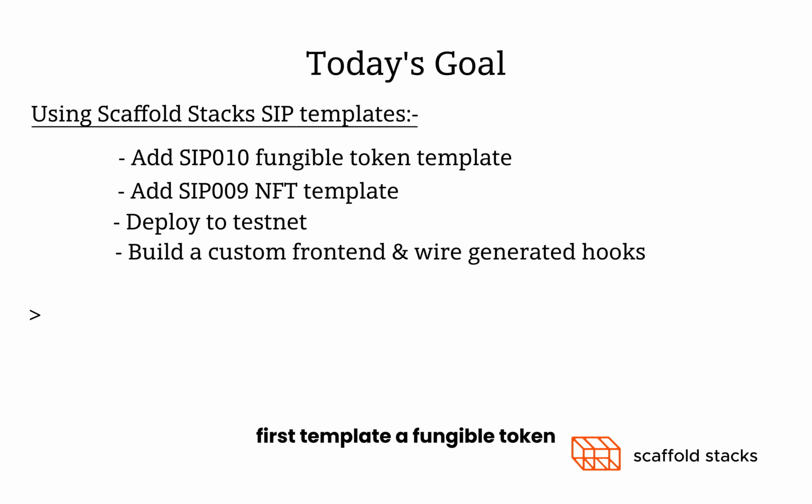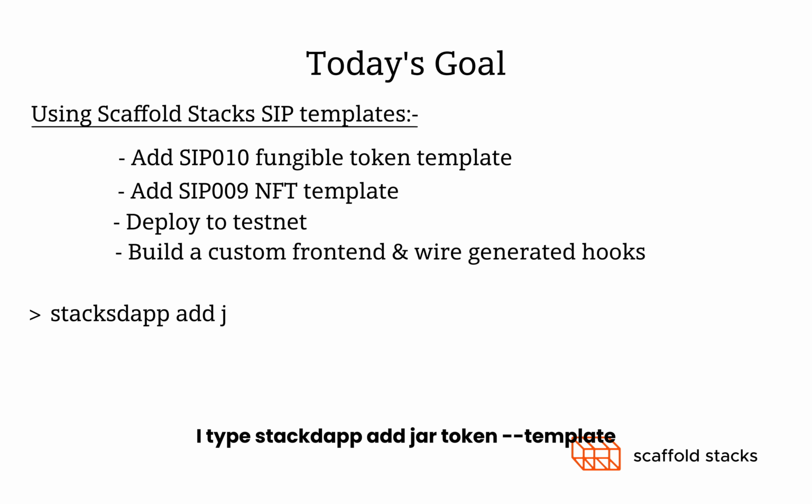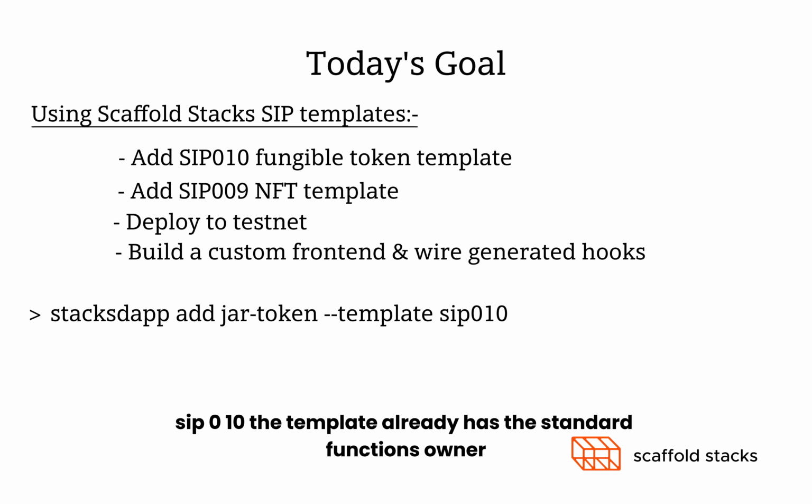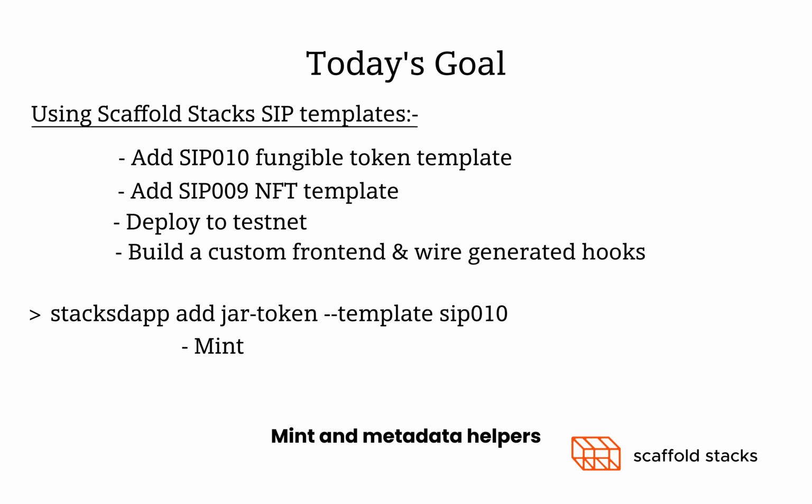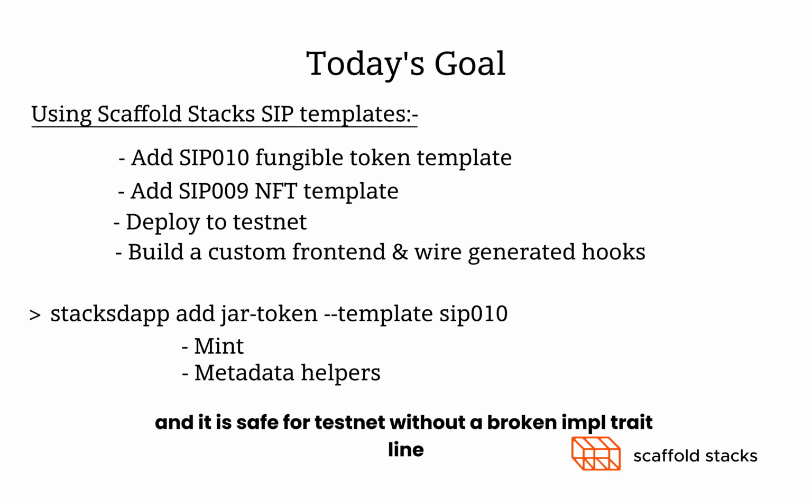First template, a fungible token. I type stacksdapp add jar-token, template SIP-010. The template already has the standard functions, owner mint, and metadata helpers, and it is safe for Testnet without a broken infiltrate line.